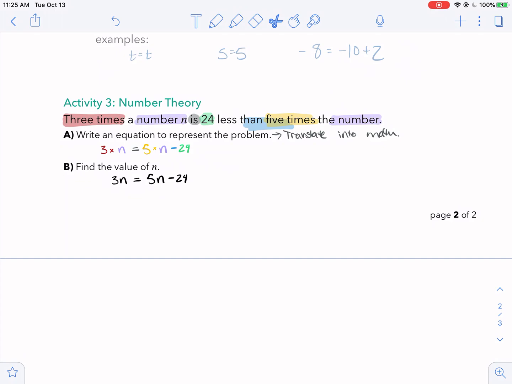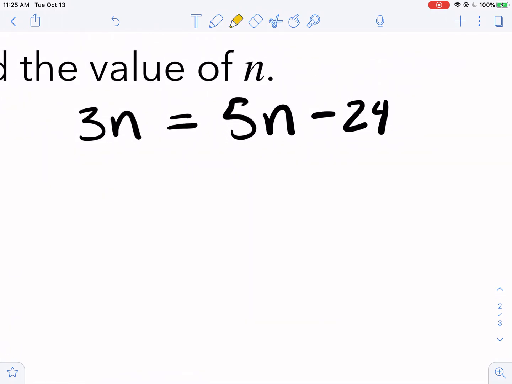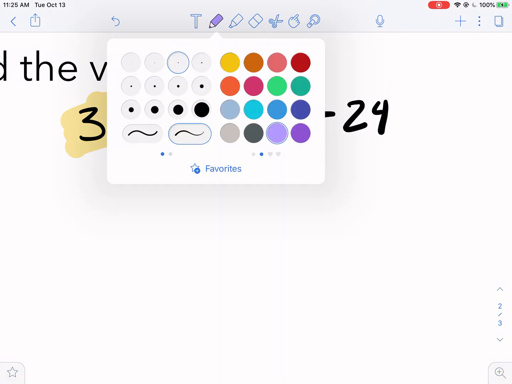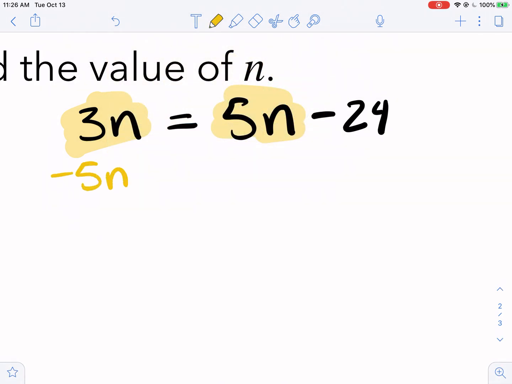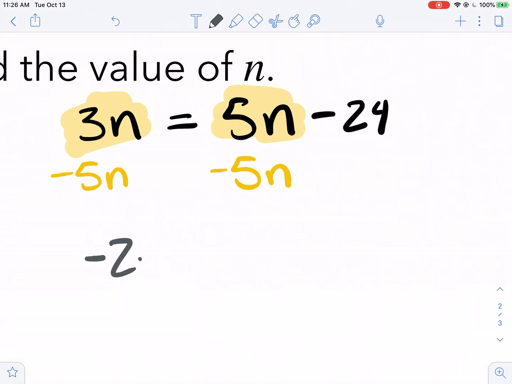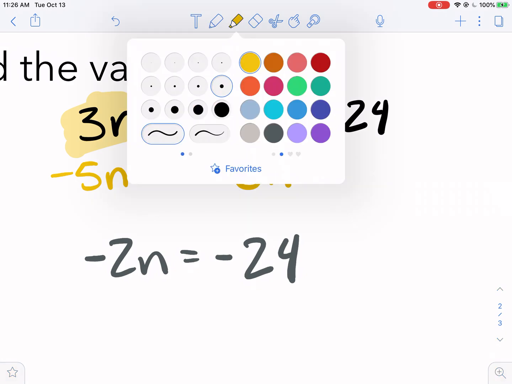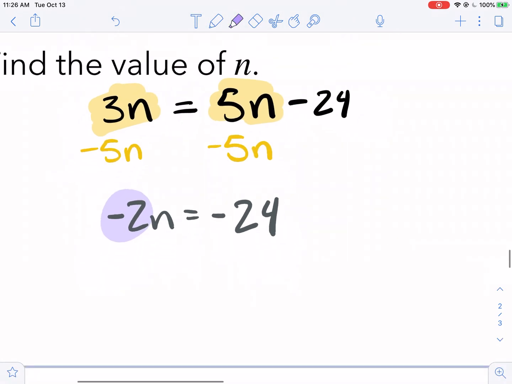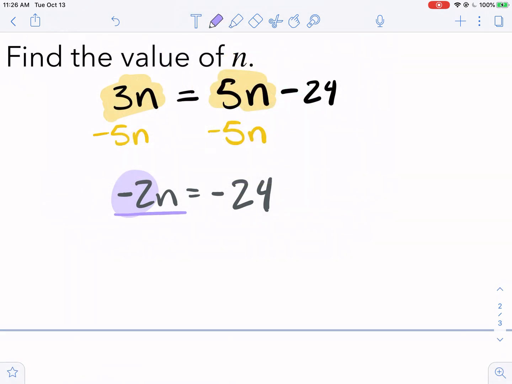What is n? Well, first I want to get all of my n's on the same side. So I'm going to subtract 5n from both sides. So on the left, that gives me negative 2n equals 0 minus 24. Now we're almost done, except now we have negative 2 times n. So to undo that, we're going to divide by negative 2. Divide by negative 2 on both sides, and we'll cancel out on the left, leaving us with just n. And negative 24 divided by negative 2 is a positive 12, because a negative divided by negative is a positive.